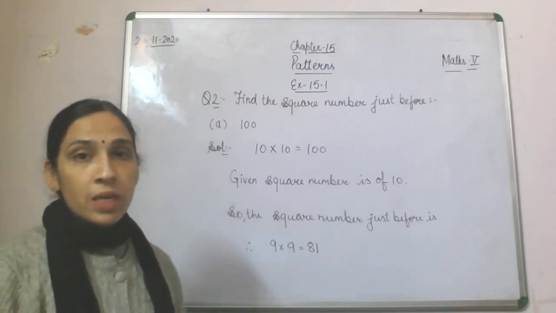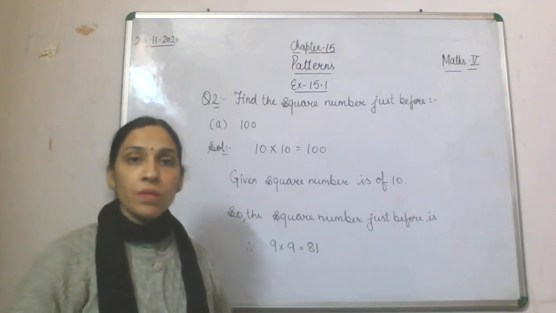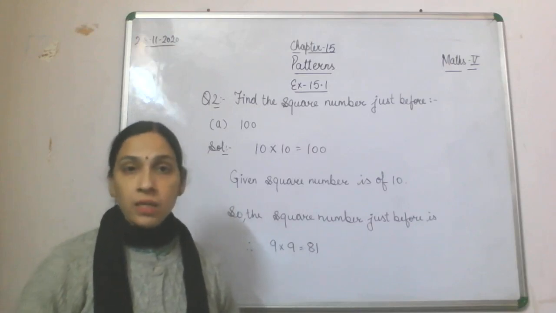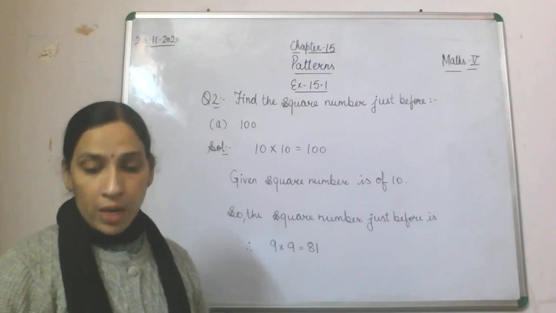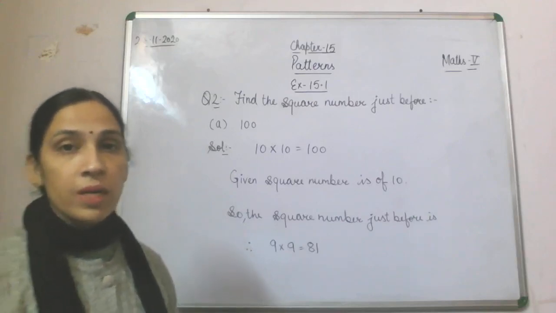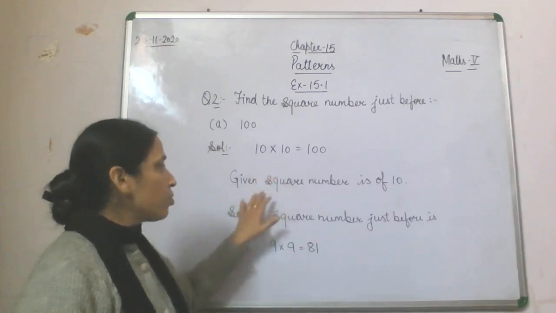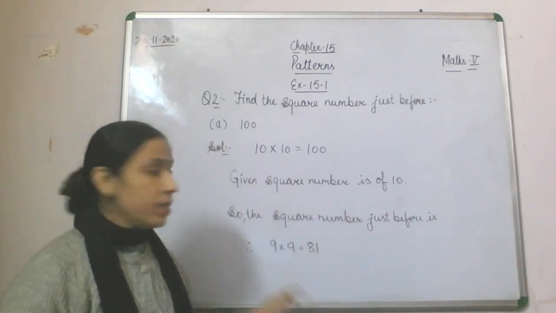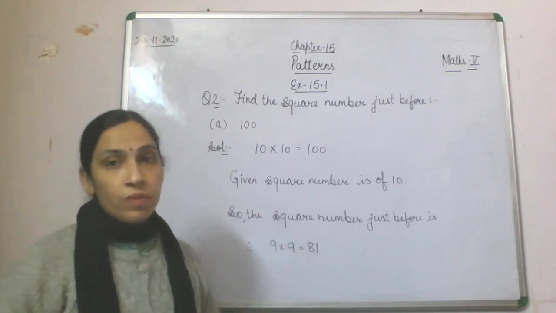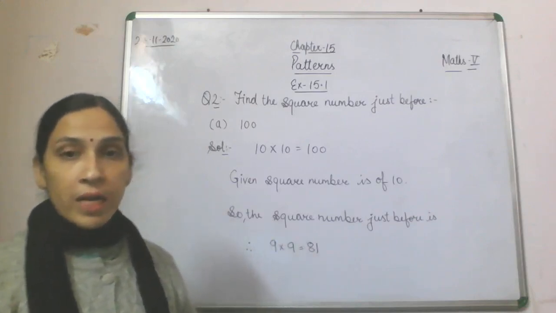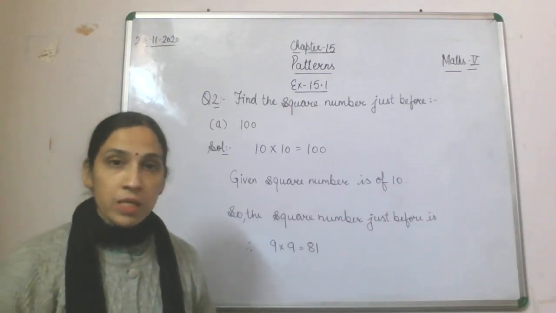So what do you understand here? That you have been given a number, 100, and you are supposed to find what the square number just before it is. 100 is a square number of 10. So the given square number is of 10. So the square number just before that is obviously of 9. Therefore 9 multiplied by 9 is equal to 81. So that is there, children.